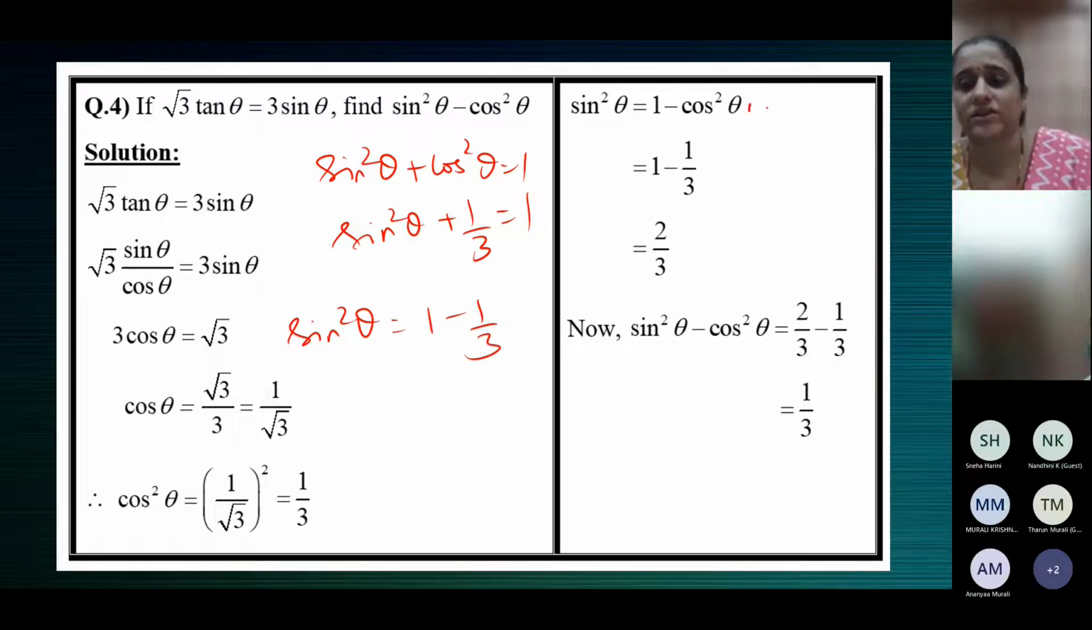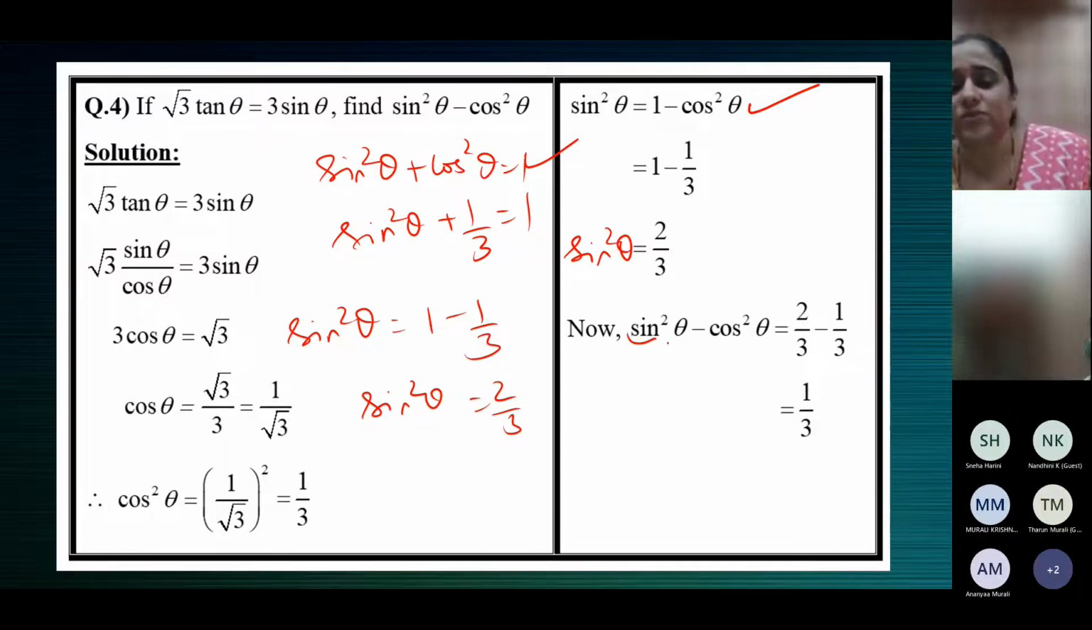You can write sin square theta is 1 minus cos square theta using the same identity, or you can write the identity like this and substitute. Sin square theta plus 1 by 3 is equal to 1. So sin square theta is equal to 1 minus 1 by 3, and sin square theta is equal to 2 by 3.